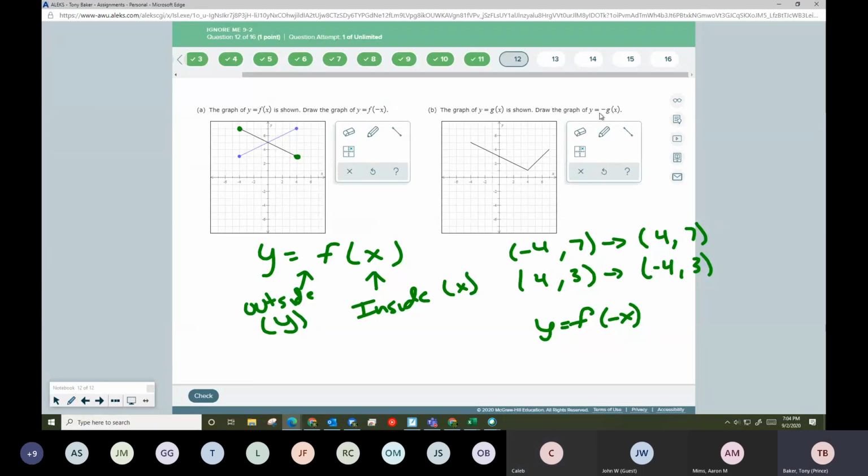Now I'm going to do the one on the outside. So notice how this one has the negative sign on the outside. It's not on the inside with the x. So this means I'm going to change the y values.